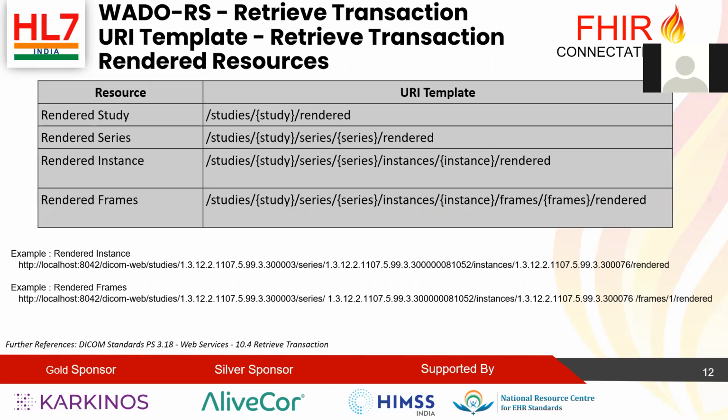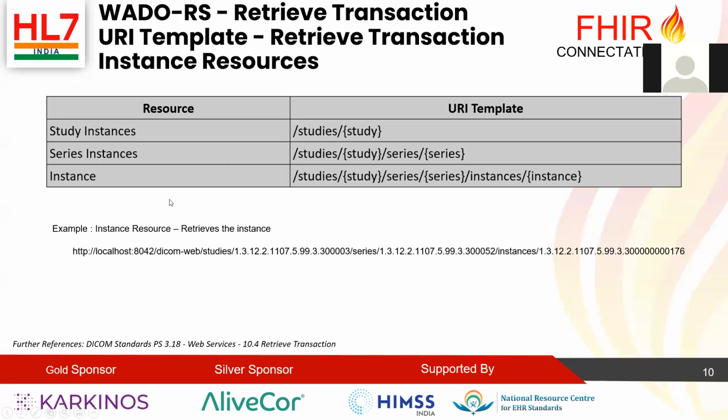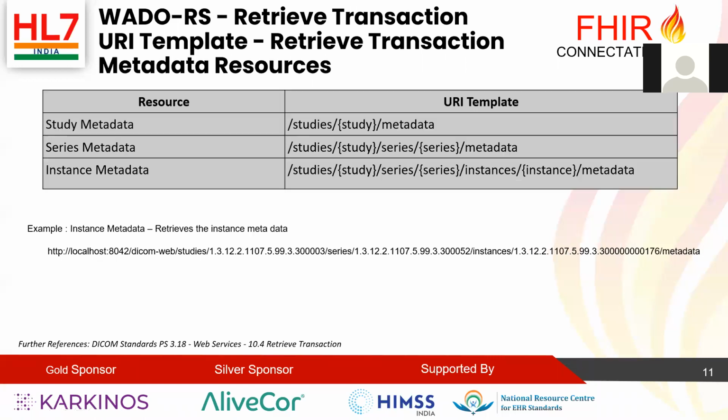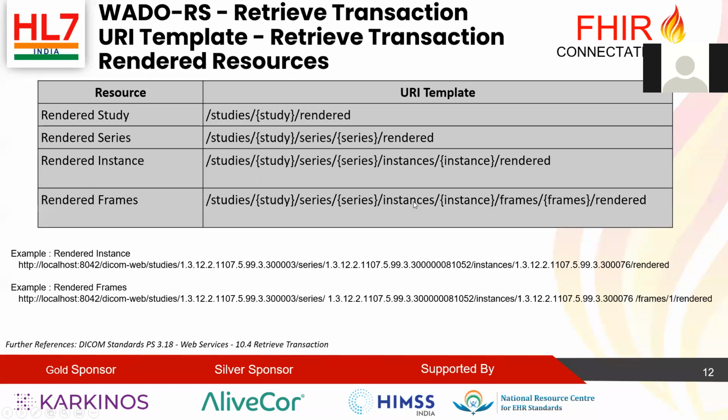Now I'll go to the rendered resource. In the rendered resource, we can get the image as a PNG file itself. So what I need to do in my instance resource transactions is use the keyword /rendered, or the keyword /frames and then the frame number and then /rendered. There is a difference between these two: this is used for the single frame image and this is used for the multi-frame image, if I want to retrieve a particular frame of an image. Okay, now let us see how we can do it.